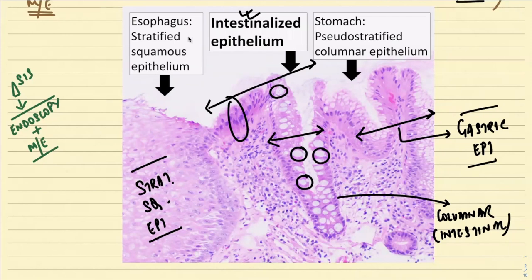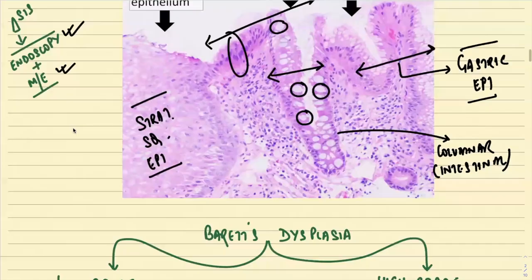Now, the definitive diagnosis is made by two things. You have to go for an endoscopy, so the endoscopic findings have to be documented. Along with the endoscopic findings, you have to carry out a biopsy at the same time, and carry out the microscopic examination as well. You have to document this metaplasia for a diagnosis. Is it clear to everyone?